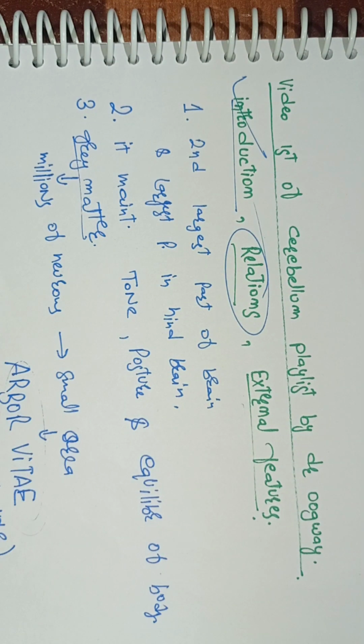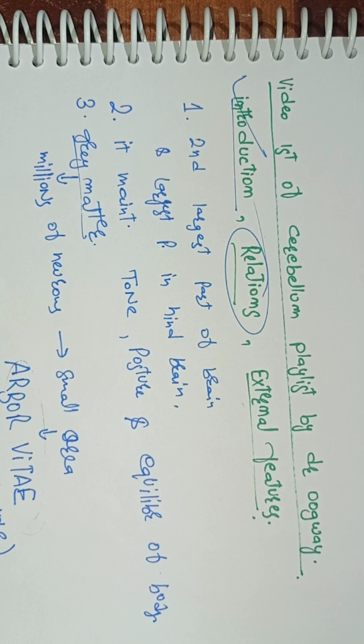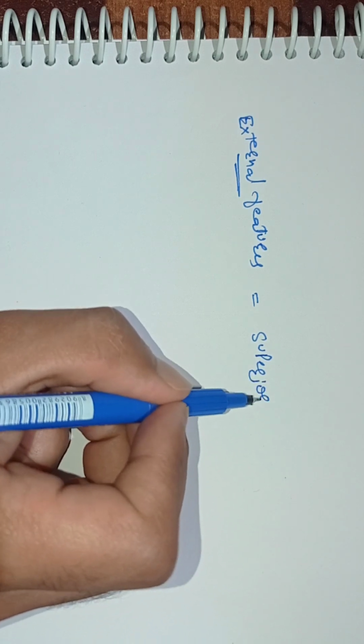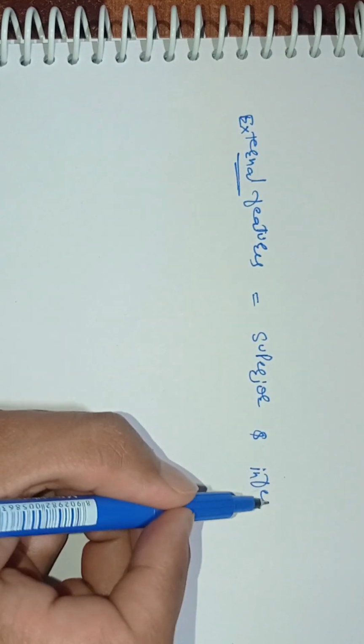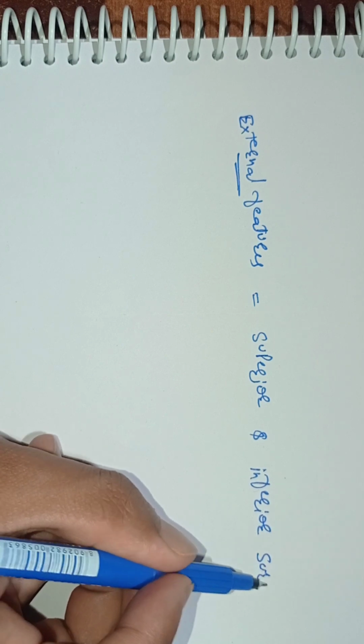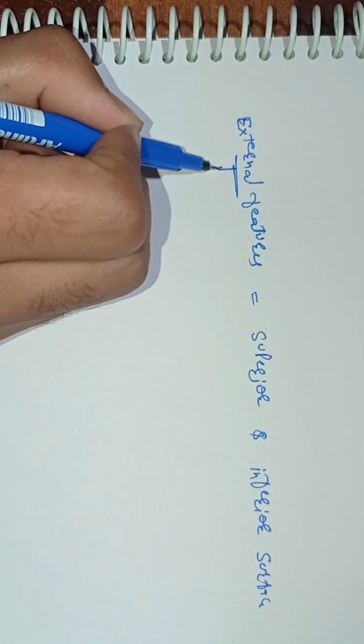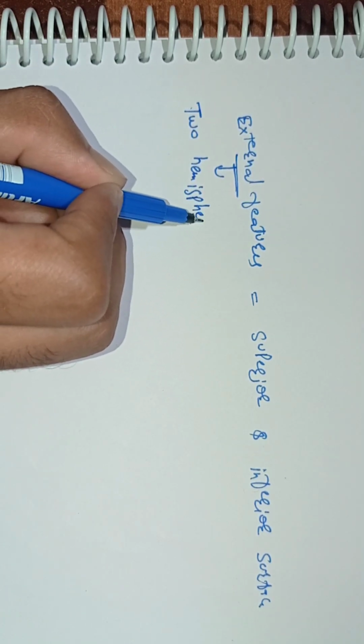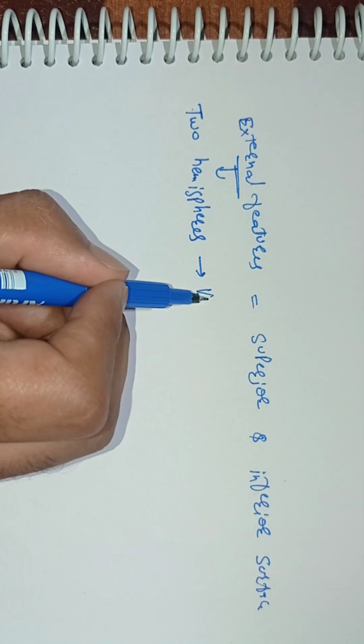Now we move on to the external features. Most important topic of this lecture, external features of cerebellum. Our cerebellum has a superior surface and an inferior surface. And our cerebellum has two hemispheres, which are connected by vermis.